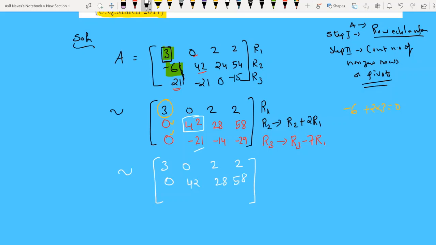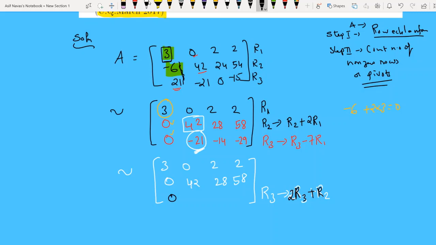Now what do we have to make? We have to make this element 0, right? So what will be the row operation? 2R3 plus R2. Otherwise you can write R3 plus 1 by 2 R2. You can use fractions also. So R3 becomes 2R3 plus R2. So what will happen here?